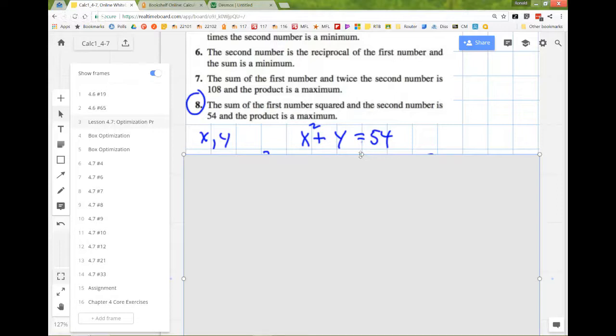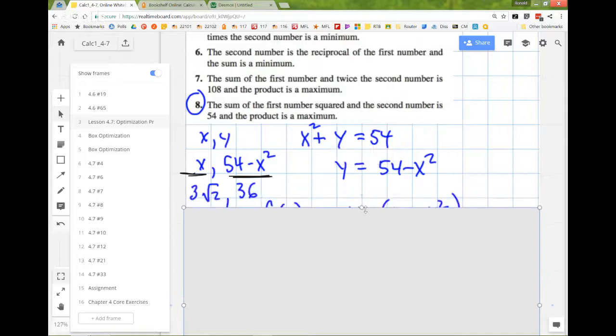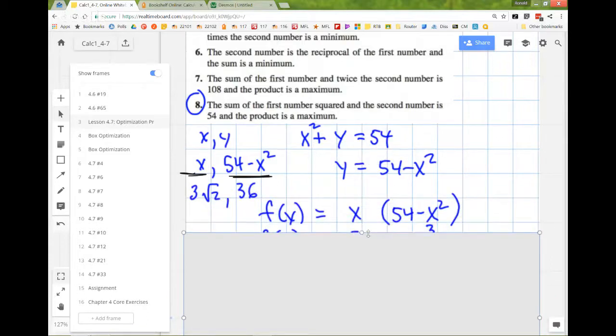So let's get rid of the y now. Let's solve for y. Subtract x squared, so now I've got two ways of saying the number. So here are now my two numbers, x and 54 minus x squared. All right, so now that I have my two numbers, what does the book say? The product is a maximum. Product. So I take the two numbers and I multiply them. X times 54 minus x squared.